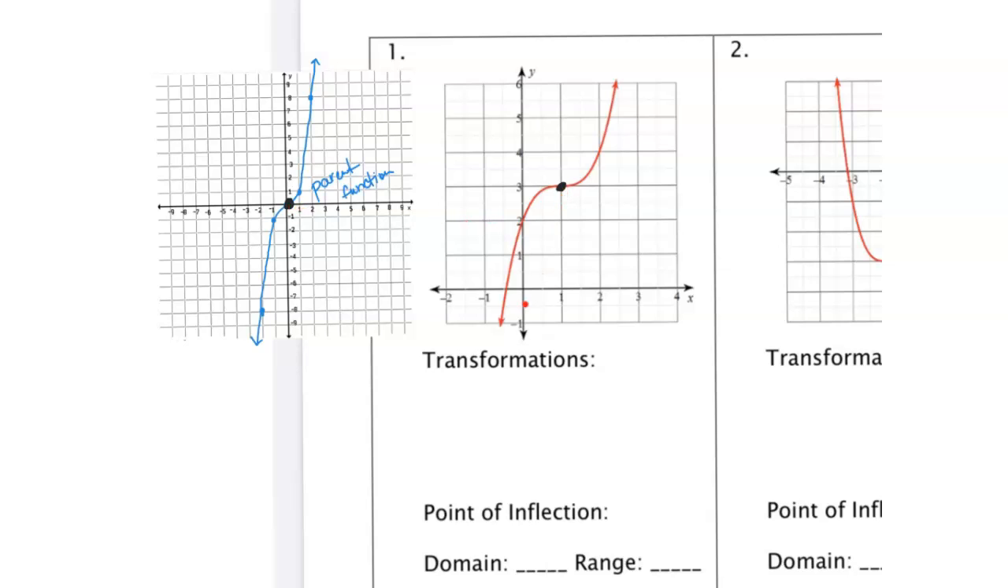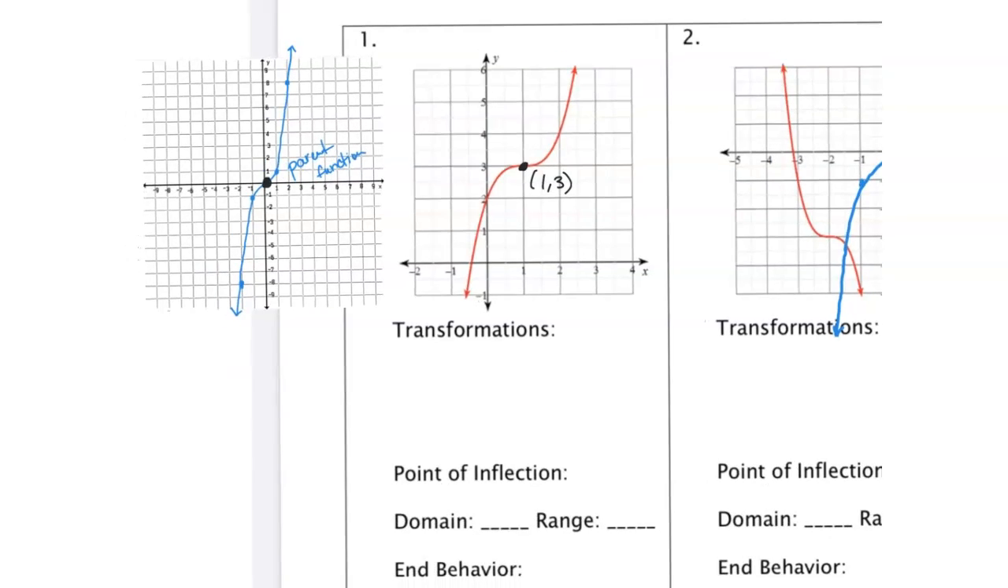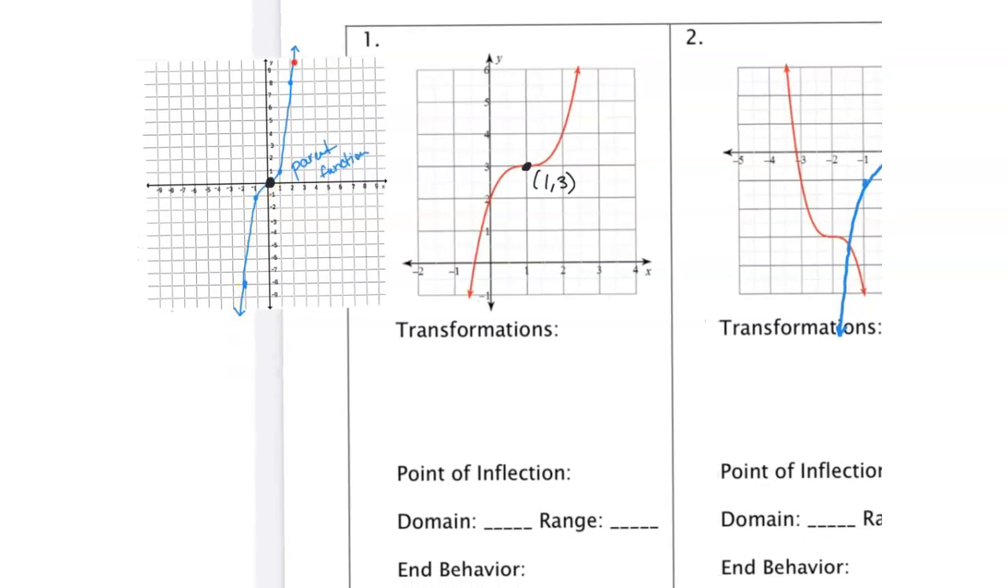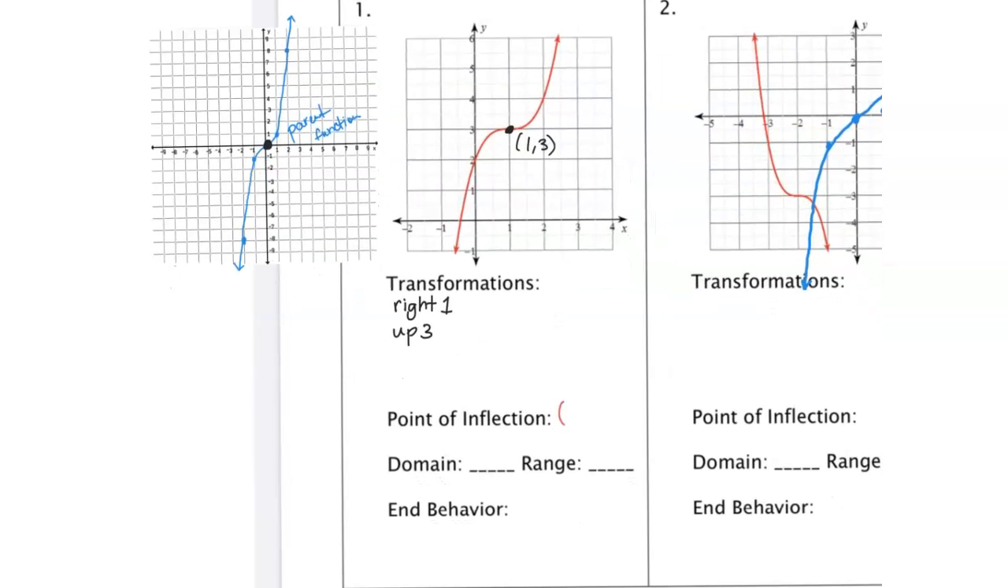For this one, now we have that the point of inflection is at 1, 3. So as we're thinking about the transformations that have occurred, notice that they're still going in the exact same direction. From left to right, we're going up. From left to right, we're going up. So it has not reflected at all. But we do have a shift to the right by 1 and a shift up by 3. So it shifted from 0, 0 to the right by 1 and then up by 3. So that's our transformations for this particular problem. The point of inflection is the point 1, 3.